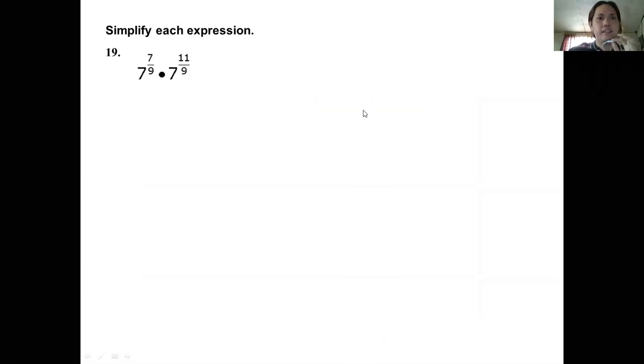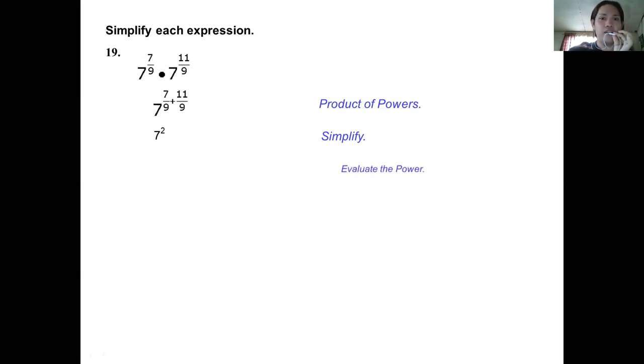Okay, next we're going to try to solve this one, applying the properties that we have. 7 to the power of 7 over 9 times 7 to the power of 11 over 9. That gives us what? Product of powers. So 7 to the power of 7 over 9 plus 11 over 9. So you can see on the screen. So simplify, that gives us 7 plus 11 is what? 18. Divided by 9, that's why we have 7 squared, which gives us, to evaluate, 49.